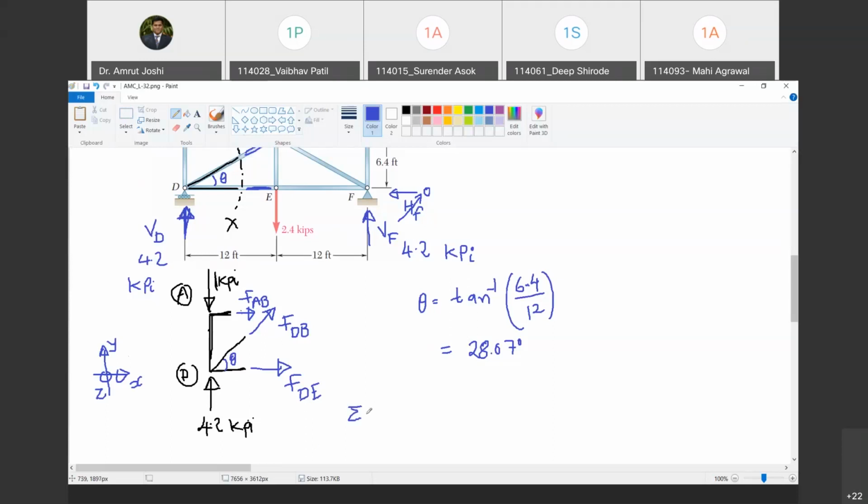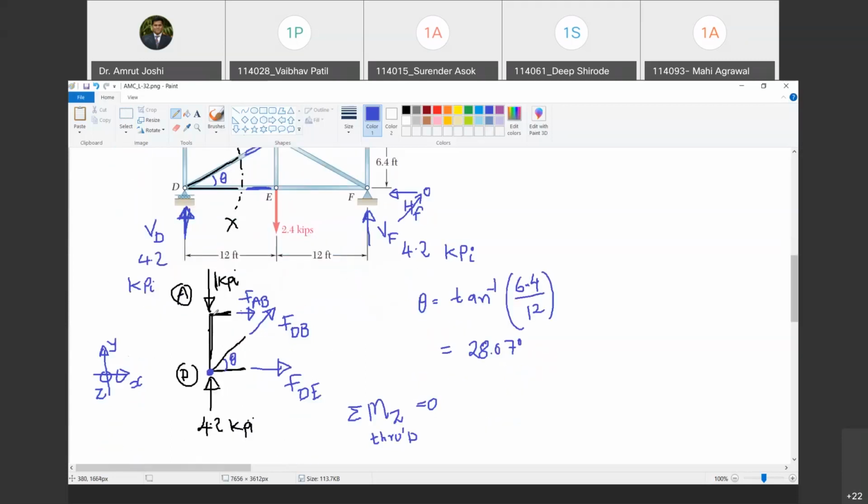We will use summation of moments of all the forces about z-axis through point D equal to 0. Why? Because through point D, if I take the summation of moments, the moments of FDB and FDE are going to vanish. Do you agree with me? Yes, sir. Because lines of action of FDB and FDE pass through point D. Therefore, the moment of these two forces is going to be 0. The moment of FAB only will prevail, and therefore we will be able to compute FAB. Happy? Yes, sir.